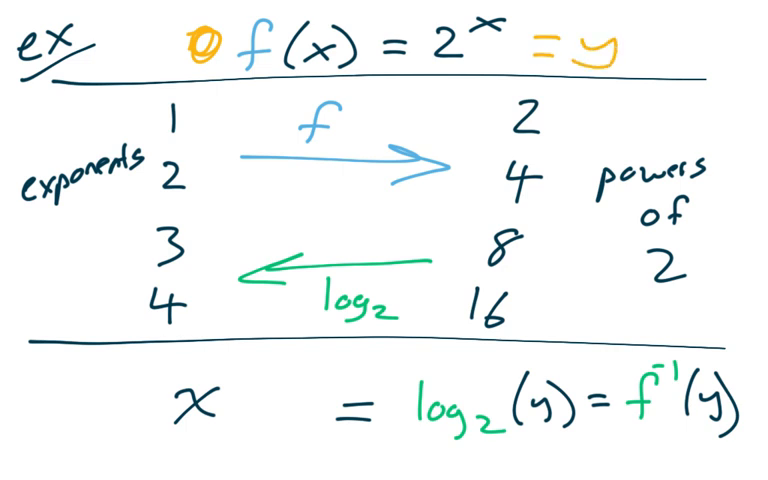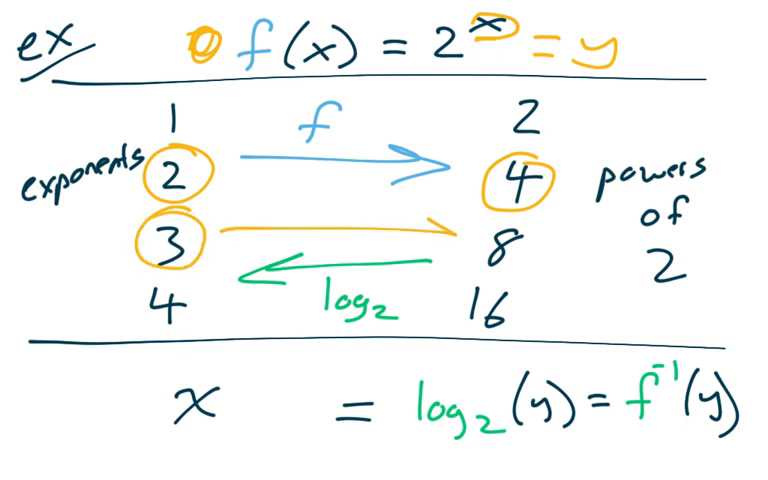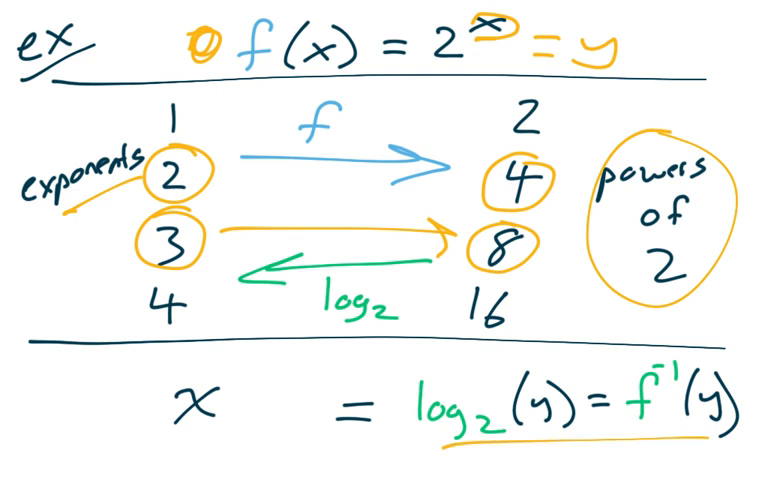So what this function does is it starts with an exponent, say 2, and then you plug that in for x right here. 2 squared is 4. Or do another example. Let's have x be 3. 2 cubed is 8. So the function f starts with an exponent and produces a power of 2. The inverse of that is the logarithm.